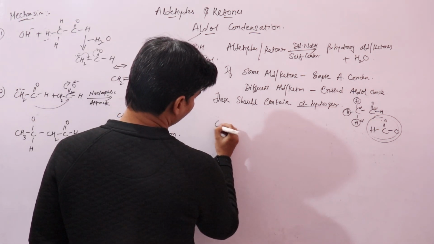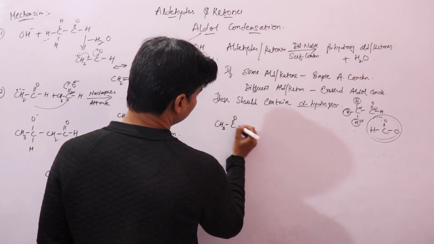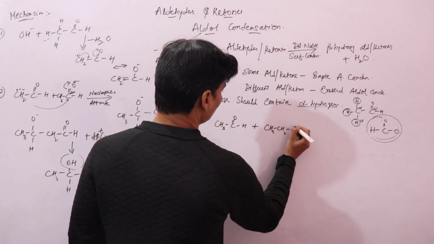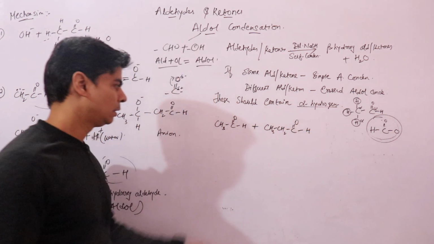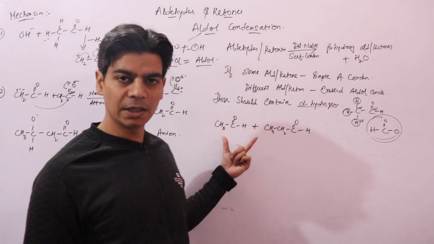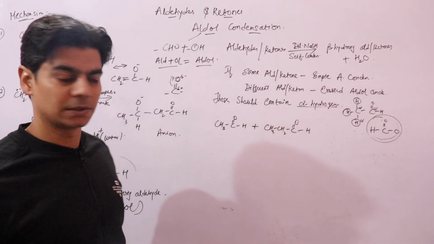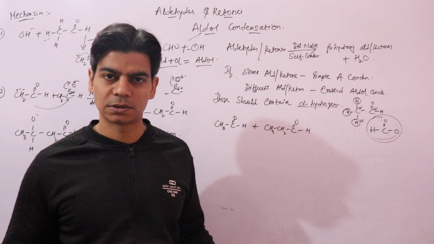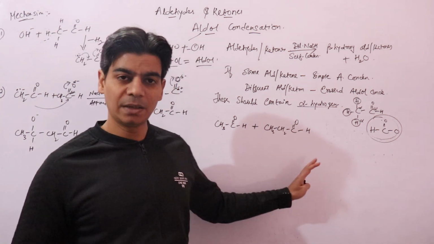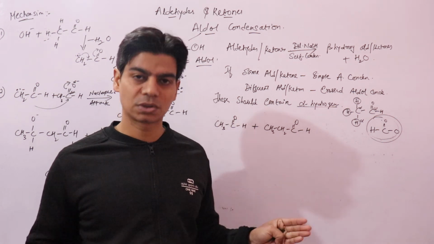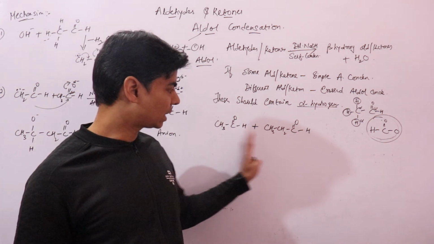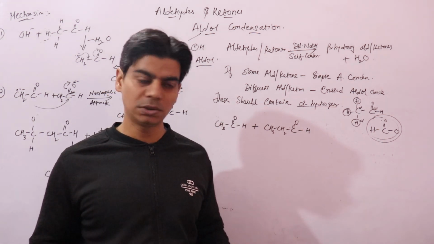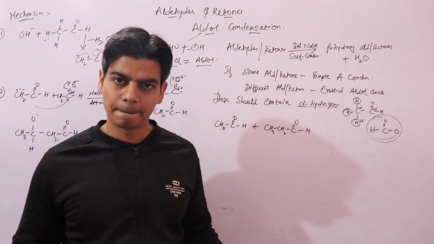Suppose we take two different aldehydes, CH3, CH2, this. If the reaction takes place between two different aldehydes, this is your crossed aldol condensation. Now, how will this reaction take place? In this reaction, you will get multiple products. Since you get multiple products, it is difficult to separate those products. That is why this reaction is not of much value from a synthetic point of view. From the point of making compounds, this reaction is not very good.